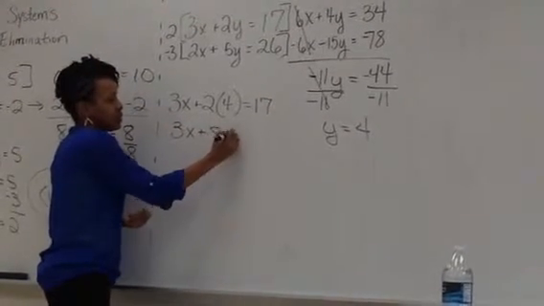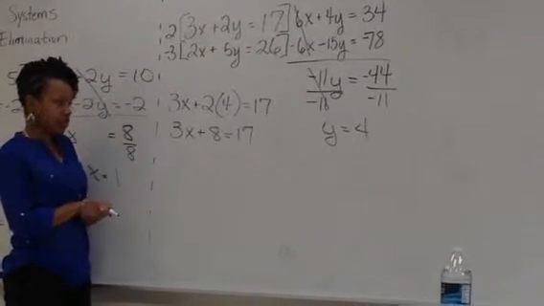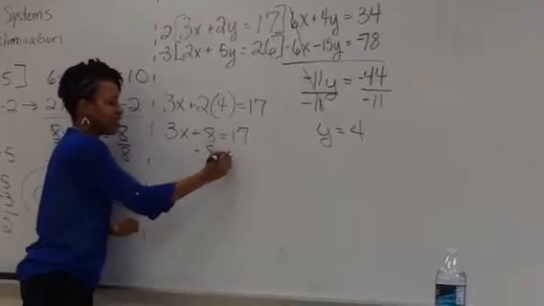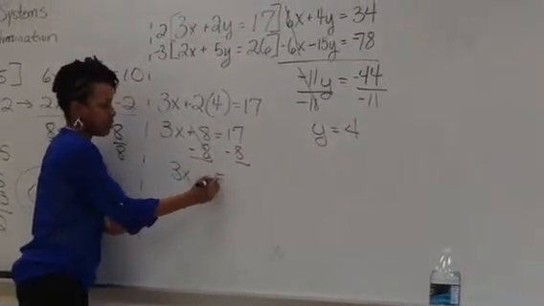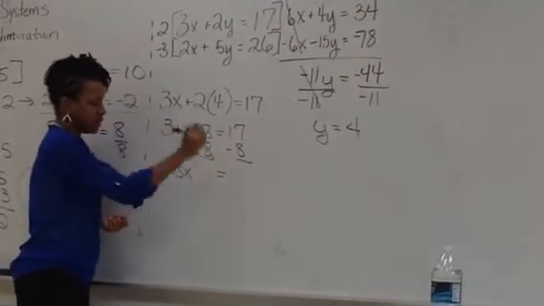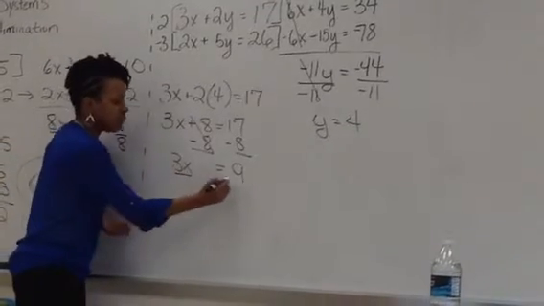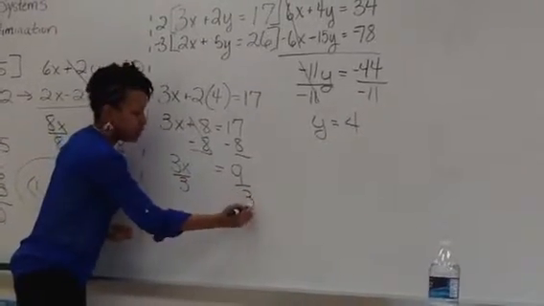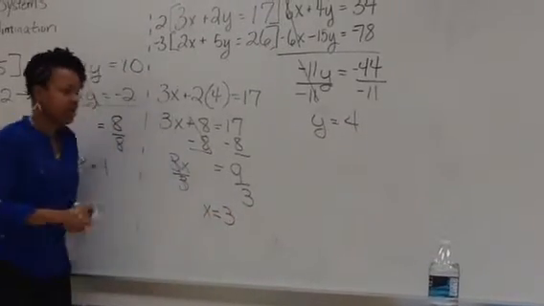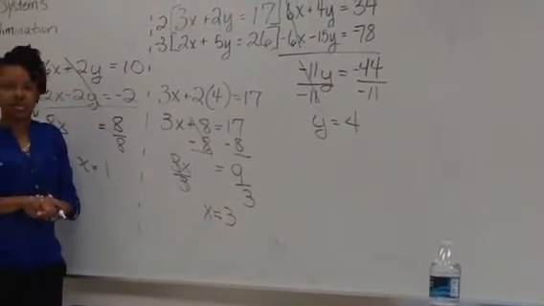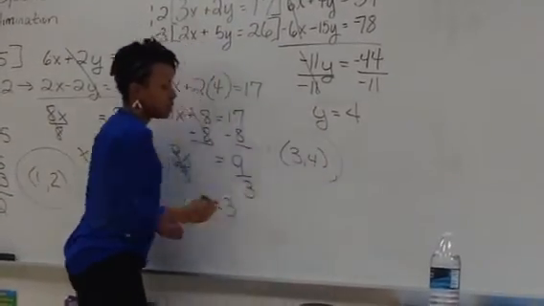8. Okay, now you got a 2-step equation. What should you do? Minus 8. Right. They added, so you subtract. You always do the inverse operation. 17 minus 8 is 9. Last step. Divide both sides by 3. Very good. And you get x equals 3. So how do I write my final answer? Good. 3, 4, not 4, 3.